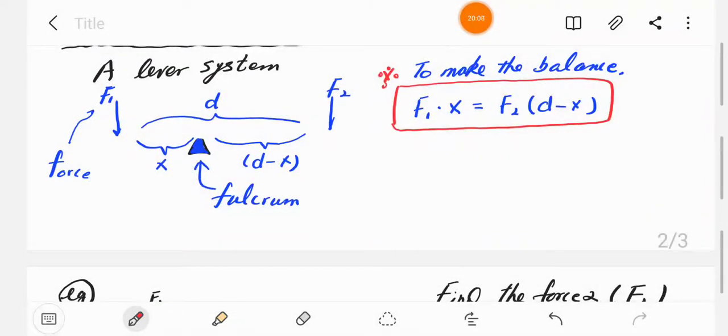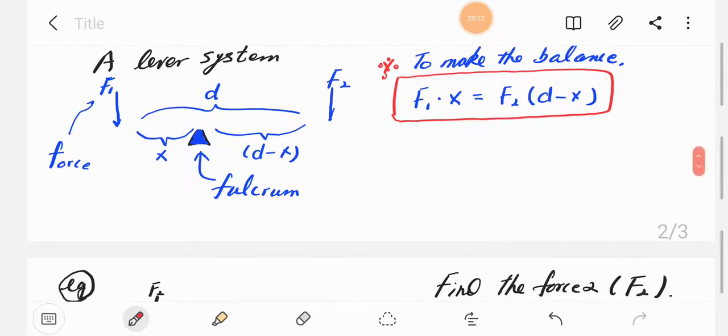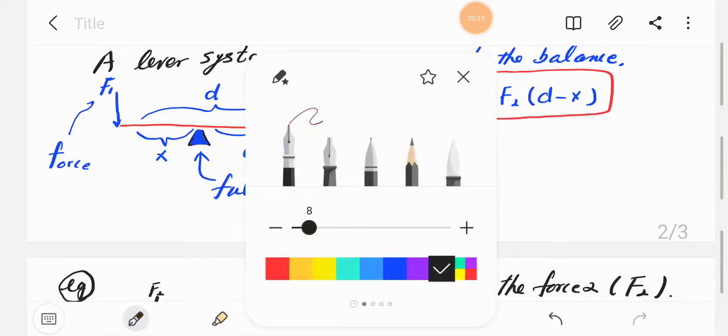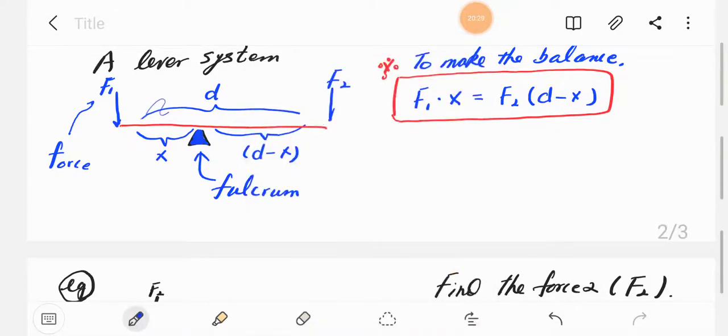Okay, now there are some word questions. Let's consider a lever system. Here is a lever, like a bar, and the length of this bar is, let's say, d. So the length of this bar, the lever, is d, and then here is the fulcrum.